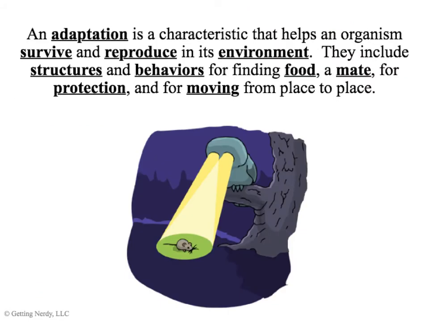Okay, an adaptation is a characteristic that helps an organism survive and reproduce. This is key. It must be able to survive and reproduce. They include structures and behaviors for finding food, a mate, protection, and moving. All things that are very necessary for survival.